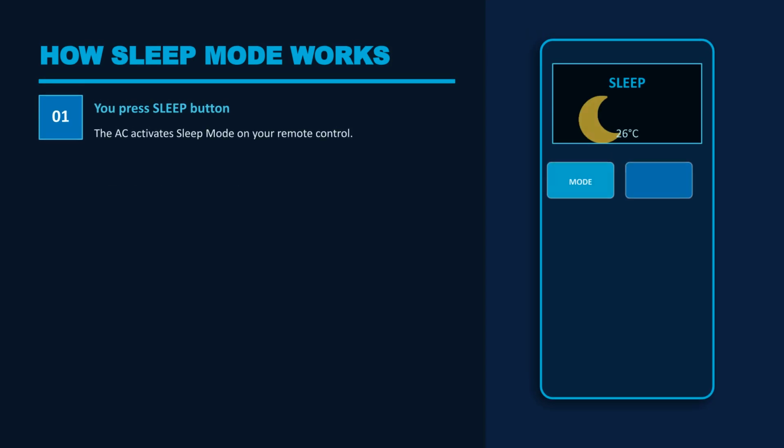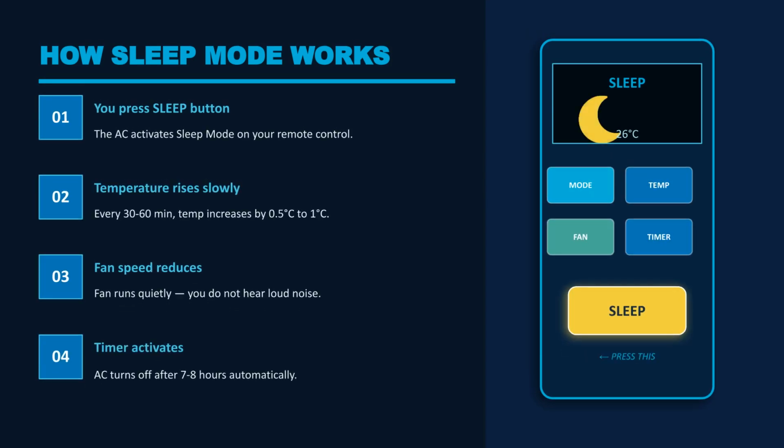To activate it, simply press the sleep button on your remote. The AC then slowly raises the temperature every 30 to 60 minutes and reduces the fan speed for quiet operation. Finally, a built-in timer automatically turns off the AC after about 7 to 8 hours.